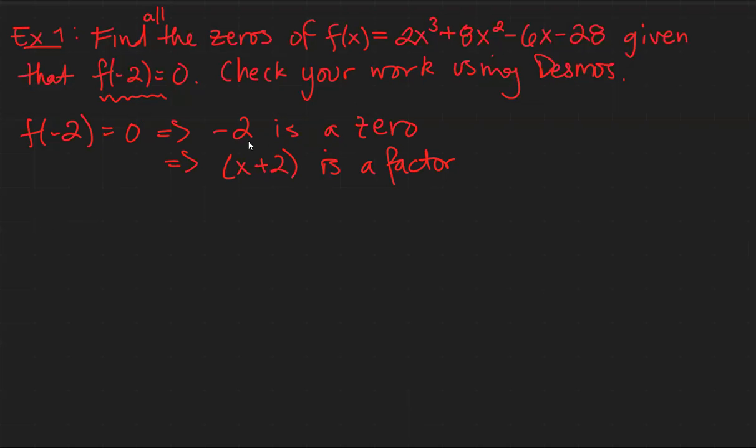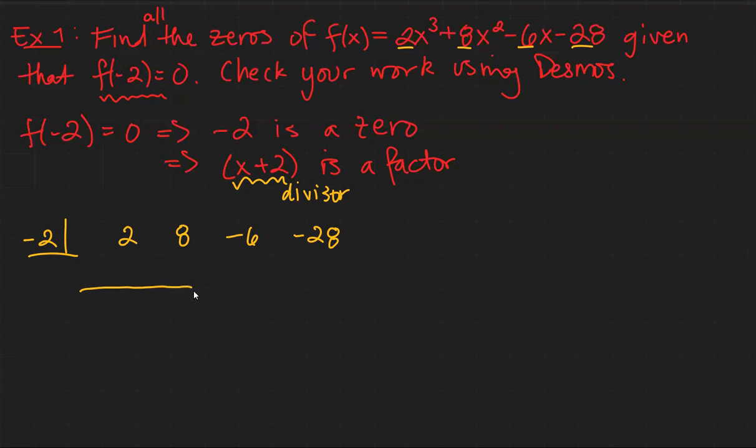Let's set everything up. We take the opposite of the constant term of our divisor. Our divisor is x plus 2 because it's a factor, so we have -2 on our little shelf. Line up our constants: 2, 8, -6, and -28. We don't need a placeholder here because we have all the terms. Then we draw a horizontal line underneath, which will be our answers. Always, always, always bring down the leading coefficient.